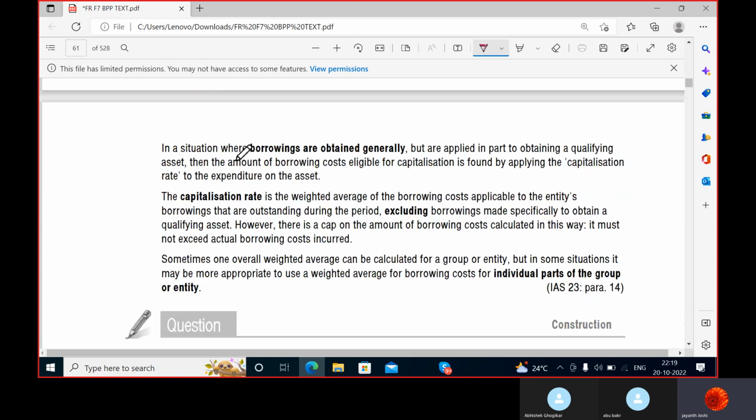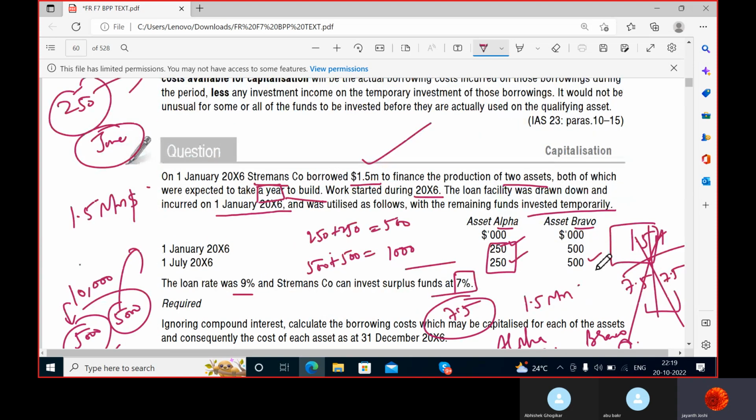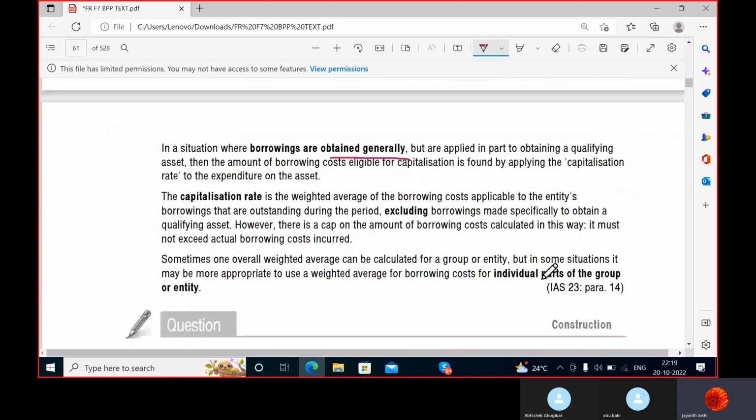So let's say in a situation where borrowings are obtained generally. See, in this question, they gave you the borrowing cost directly, like the borrowing cost is 9%, and you directly took 9% and applied it on the loan amount. Let's say you take 3 or 4 types of loans. Let's say you borrowed some money from some bank X, and bank X is charging you 10% interest. You borrowed some money from bank Y, it's charging you 8%. So like that, you have some general pool of borrowings.